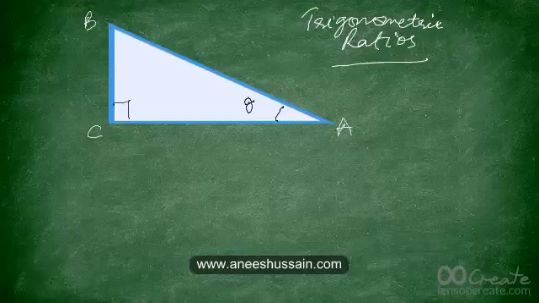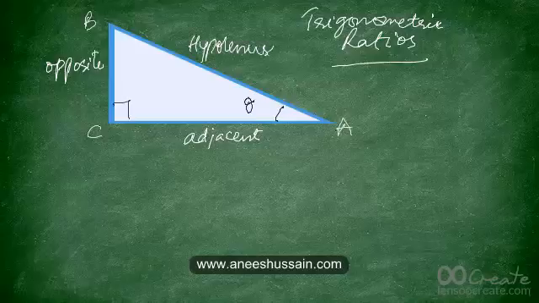Now, in reference to the angle theta, the side opposite angle theta, which is the length BC, we can mark as the opposite side. And the side right next to the angle theta, now there are two sides right next to it. One is the base, we call it the adjacent side. And the third side, which is to the right of angle theta, which is the longest side of the right triangle, is known as the hypotenuse.